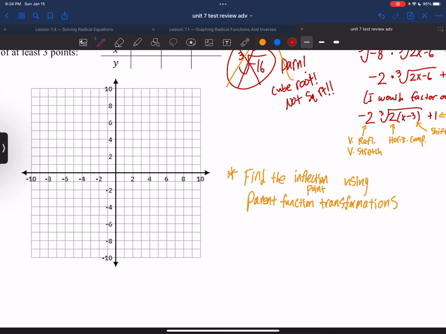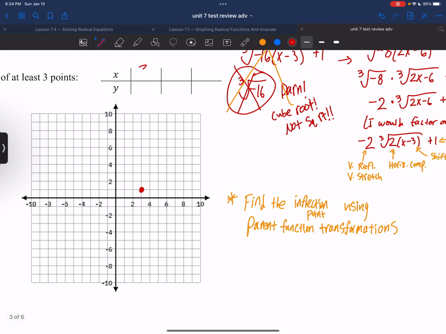Let's go back to red. So right 3, up 1. Right here. That's my inflection point. So I'll say 3, 1 is inflection point.